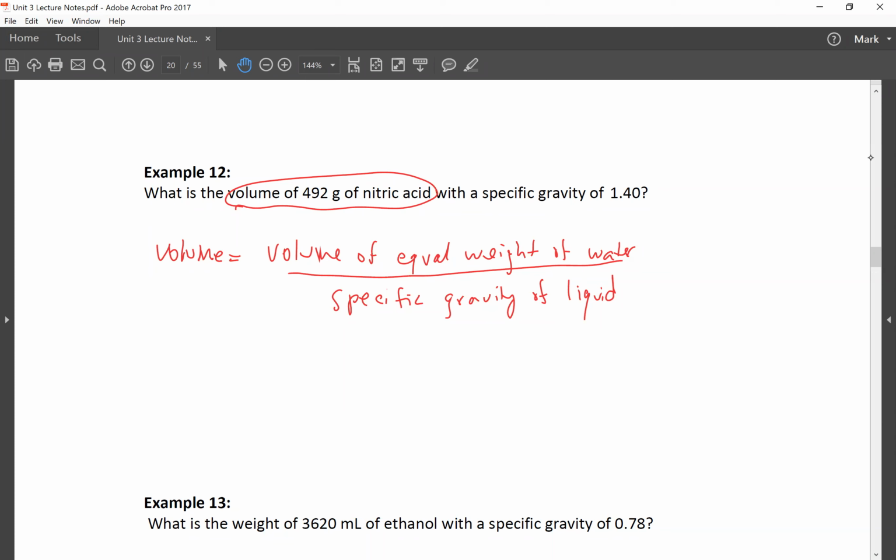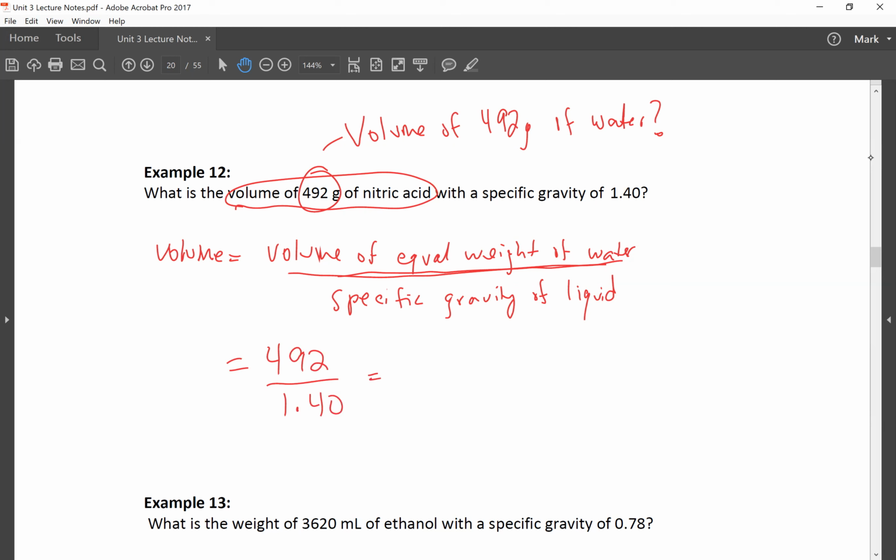The first thing is saying, what is the volume of equal weight of water? So the question is, what is the volume of 492 grams of water? That's where we need to start this question. So the volume of the liquid is equal to the volume of equal weight of water divided by the specific gravity of the liquid. Now, this is easier than it looks. The answer is 492 divided by 1.40. But how did I know that?